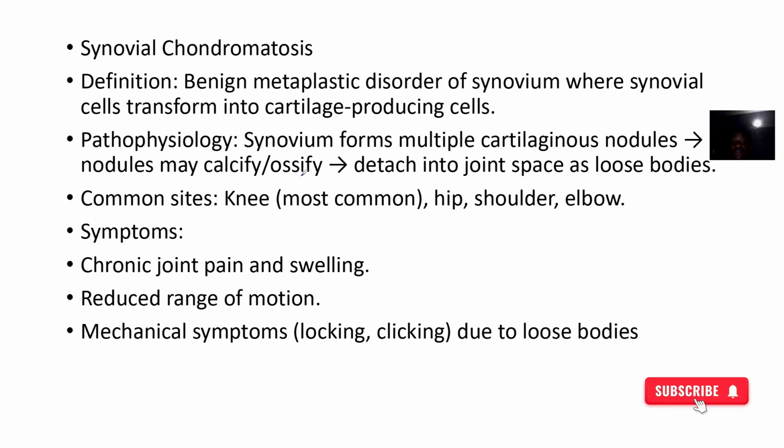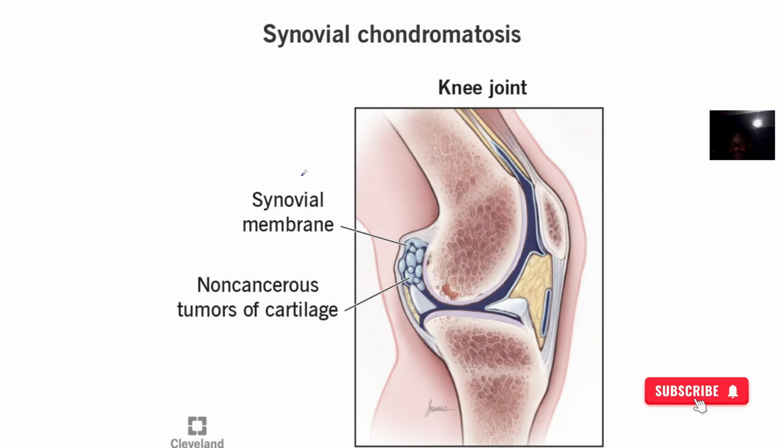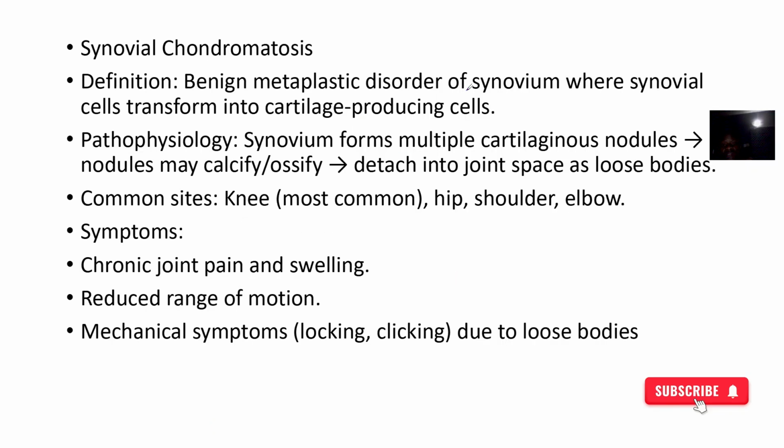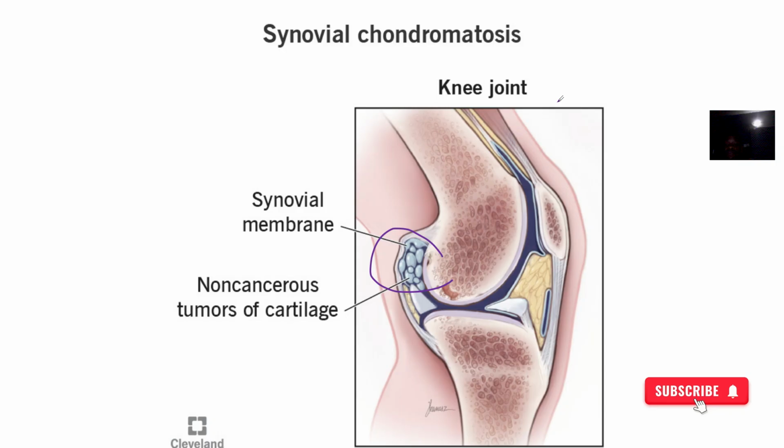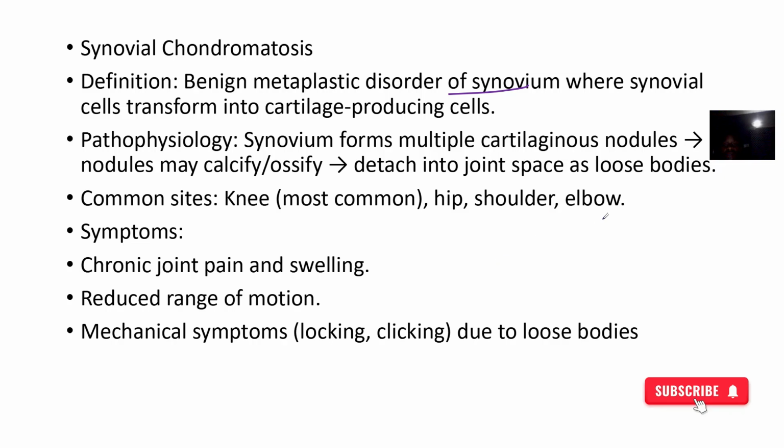So how about synovial chondromatosis? See, it's kind of like a tumor growth in the synovium. Okay, it's a benign metaplastic disorder of the synovium. This is where the synovial cells transform into cartilage-producing cells. Most of the time the tumor comes in and it can even detach and fall into the joint, and they become all those loose bodies in the joint, causing a lot of pain and the rest of it.